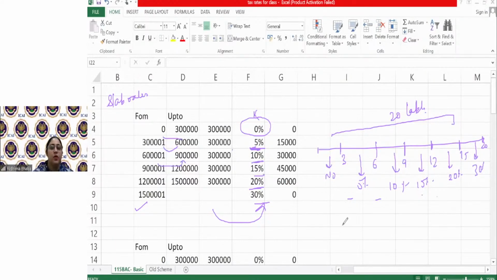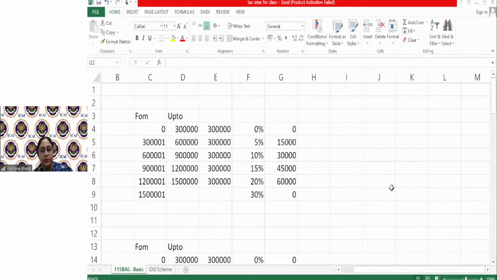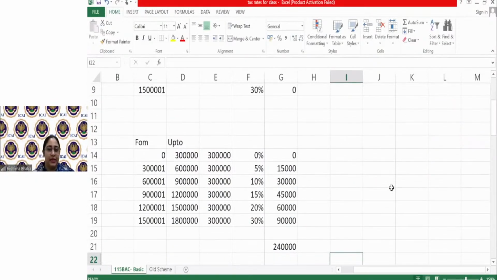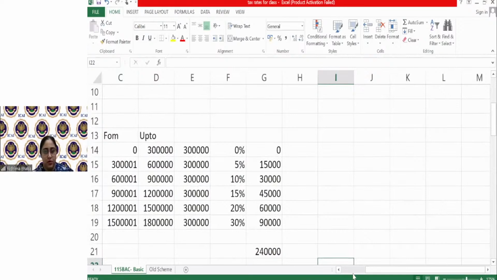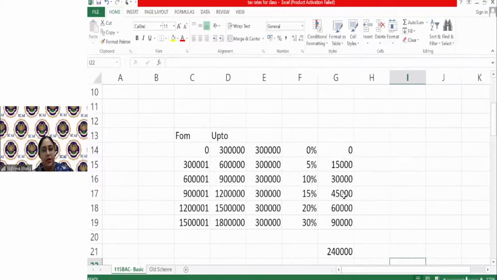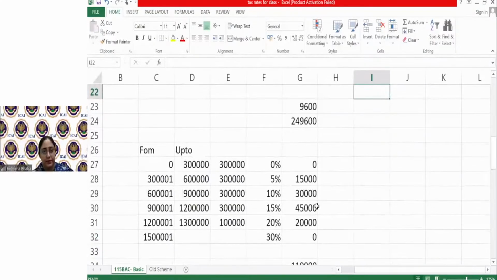Now, let's suppose my income is 18 lakhs. My net taxable income is 18 lakhs.